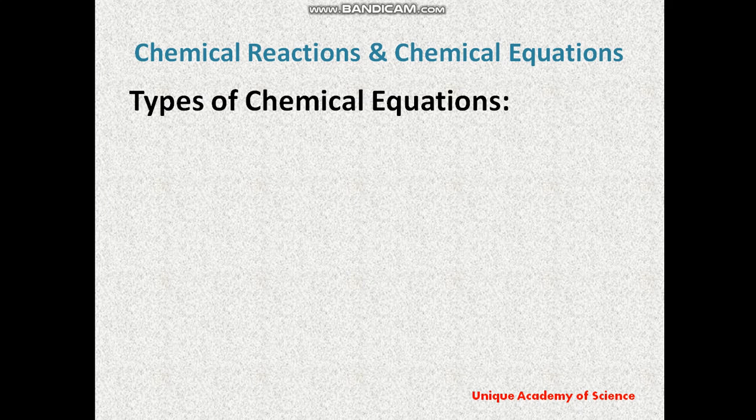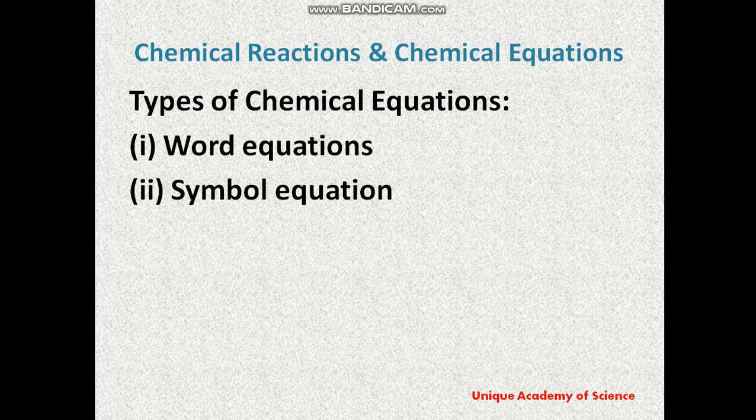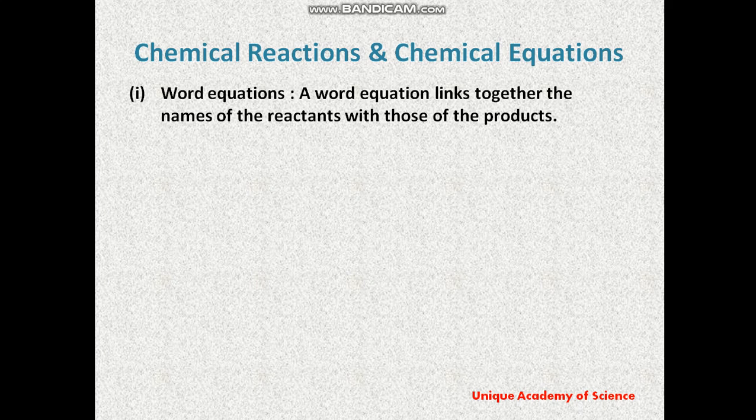Now, types of chemical equation. There are mainly two types: word equation and symbol equation. Now first we will study the word equation. So what is a word equation? In a word equation we write the reactants along with the products that are produced.